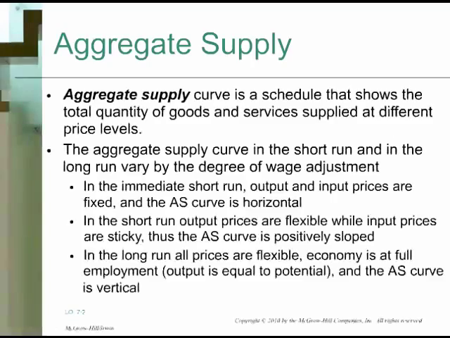The aggregate supply curve is a schedule that shows the total quantity of goods and services supplied at different price levels. The aggregate supply curve in the short run and in the long run vary by the degree of wage adjustment. In the immediate short run, output and input prices are fixed, and the AS curve is horizontal. In the short run, output prices are flexible, while input prices are sticky. Thus, the AS curve is positively sloped. In the long run, all prices are flexible. The economy is at full employment. Output is equal to potential, and the AS curve is vertical.